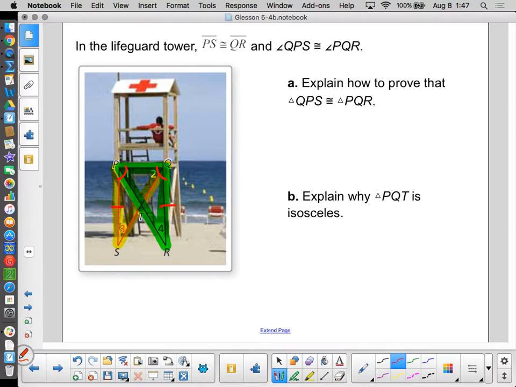So I've got the corresponding sides. I've got the angles. What do I have to have? The side between the angles. I have to have this side right here, PQ in this triangle and QP in that triangle. And can I do that? Sure, because PQ is congruent to QP. It's the same segment, reflexive property. So this is by side angle side. Side angle side then kicks in to prove that those are congruent triangles. Not a full proof, but we're explaining how we know it.